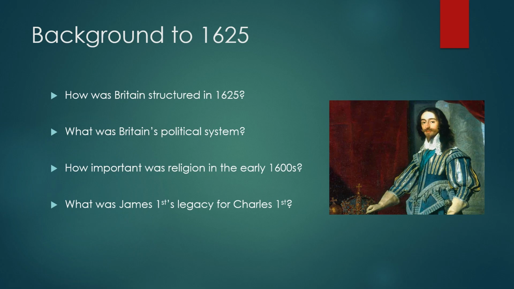So before we even get into 1625, it's important to understand the background information that is happening before this time begins. So we need to understand exactly how Britain is structured in 1625, particularly what nations are involved in it, and again the places that make up Britain in the 1620s. We also need to understand Britain's political system as well, because it's a fair bit different to how it is in our modern context today.